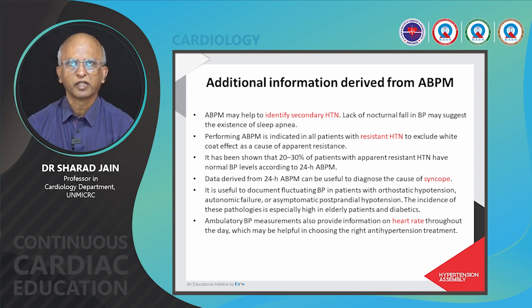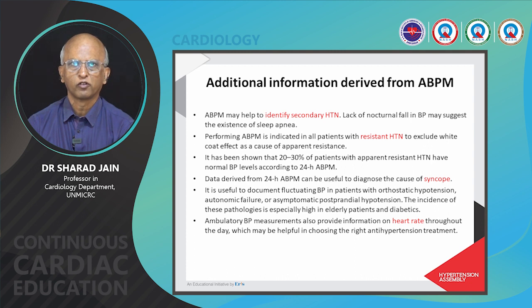Additional information which can be derived from ABPM can identify secondary hypertension, that is, lack of nocturnal fall in BP may suggest that there is associated sleep apnea. Performing ABPM is indicated in all patients with resistant hypertension to exclude white coat effect as a cause of the apparent resistance. It has been shown that 20 to 30% of patients with apparent resistant hypertension have normal BP levels according to 24 hours ABPM.